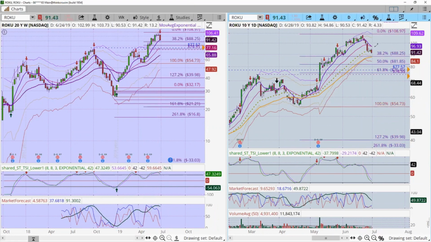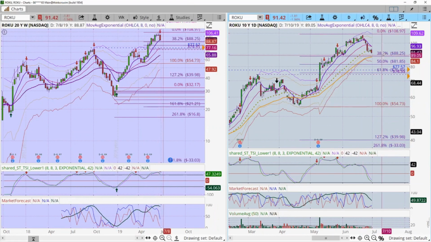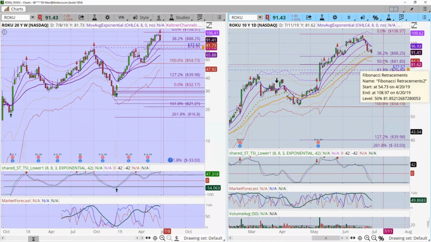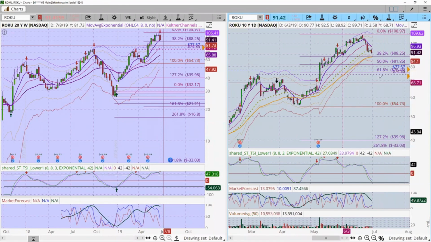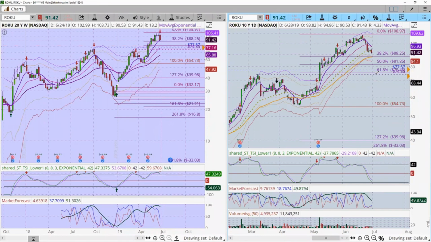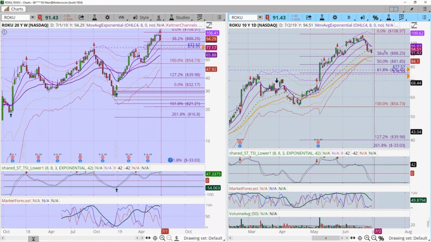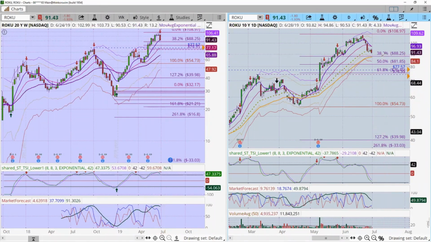And as you can see, it's already almost approached the 38.2, which is just above the 50. The 50% retracement is 81.85, and then the 618 is down here about 74.35. So that's something that I'll be keeping my eye on.